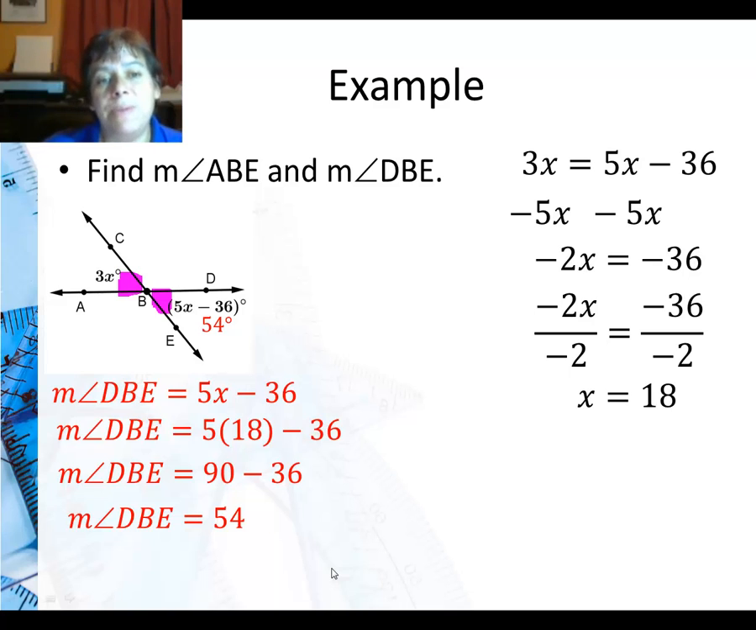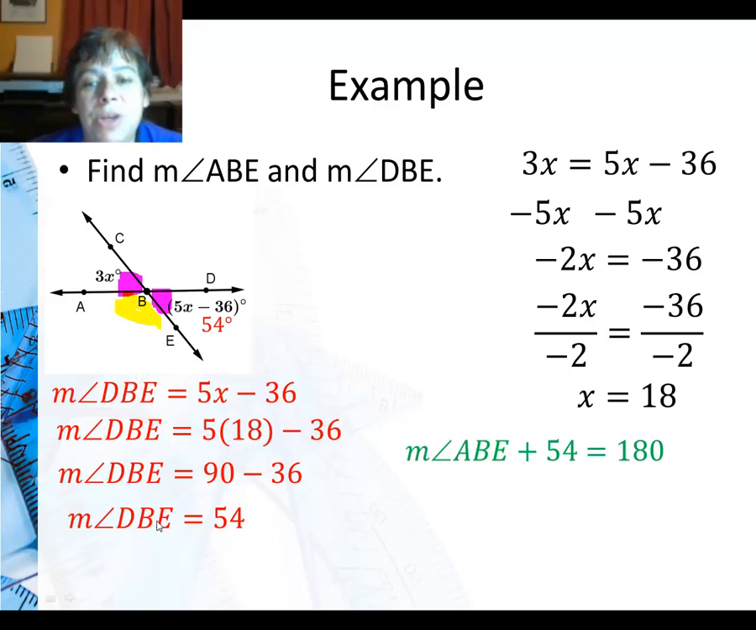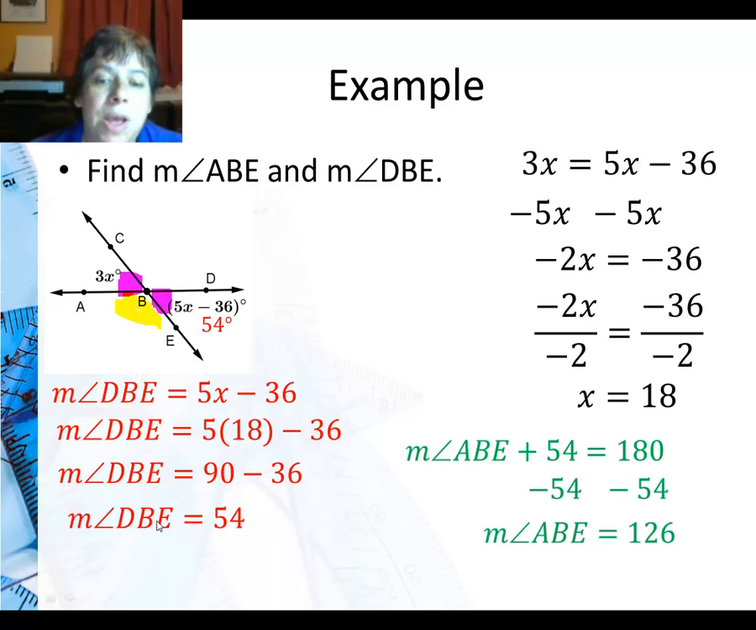Now if I'm trying to find ABE, I know that this angle here plus the 54 has to add up to 180. So the measure of angle ABE plus 54 is 180. Subtract 54 from both sides, and the measure of angle ABE is 126. So I put the 126 in there. Now I also know CBD because it's a vertical angle to ABE. They have to be congruent. And I also know ABC because it's opposite DBE. They're vertical angles, and those two are congruent.